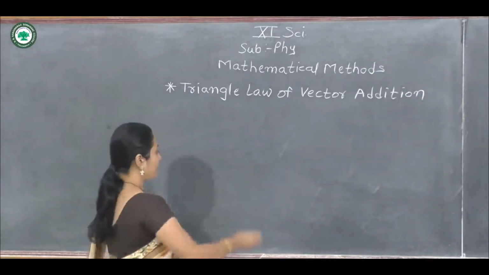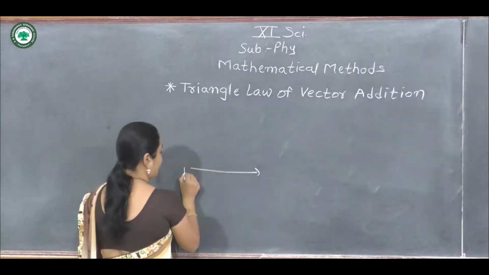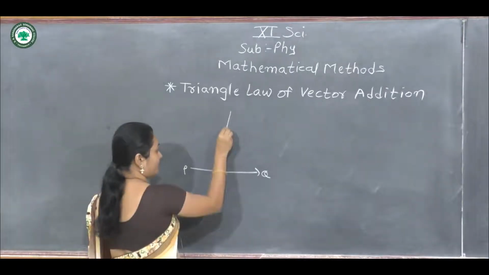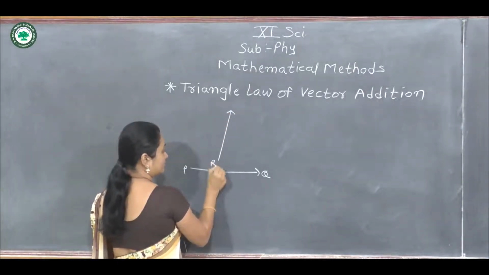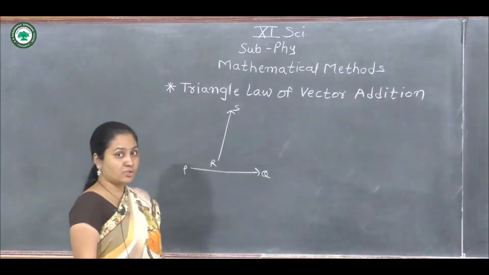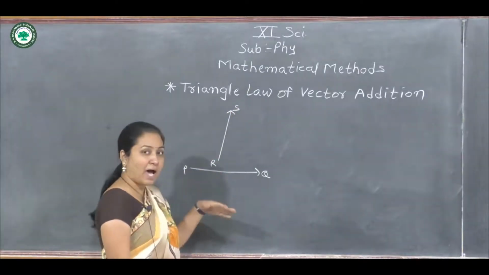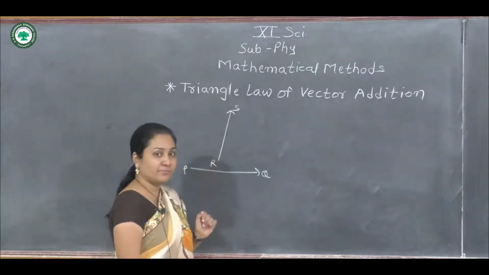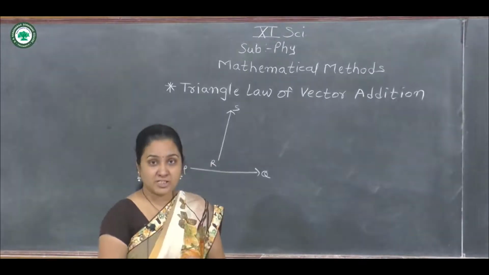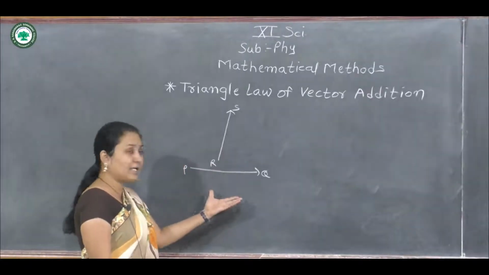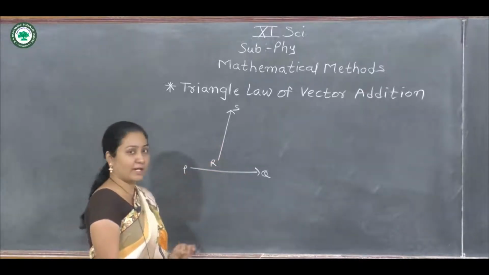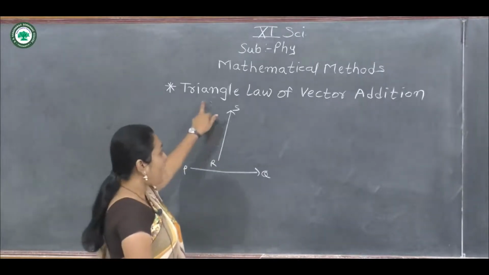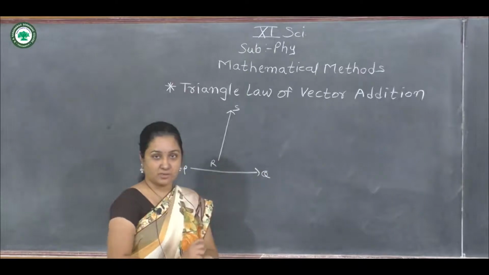Suppose we have two vectors. This is a one vector PQ, and we have another vector RS. So now these two vectors are not parallel or are not anti-parallel. So in this case, how to perform a vector operation or how to find the resultant of these two vectors? So for this we are considering the triangle law of vector addition.